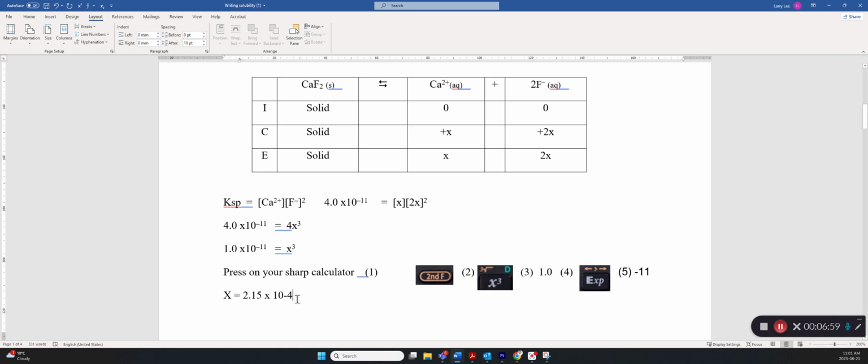That will be your answer for the molar solubility. Whatever the answer of X is, this will be the molar solubility. You can put a capital M to indicate it's moles per liter.